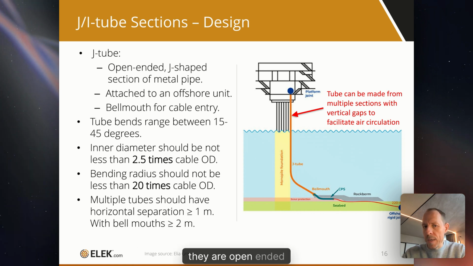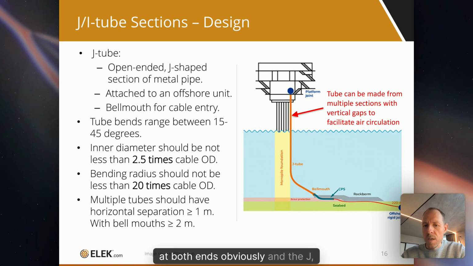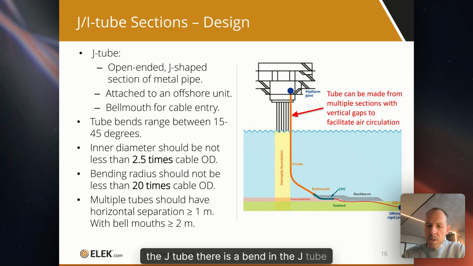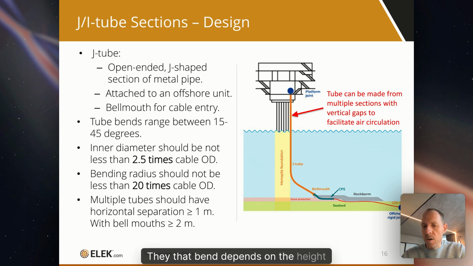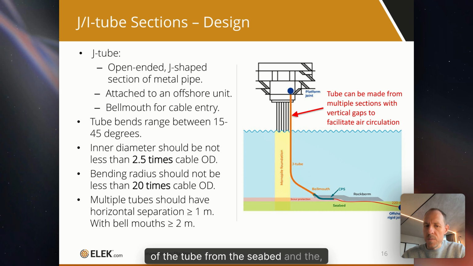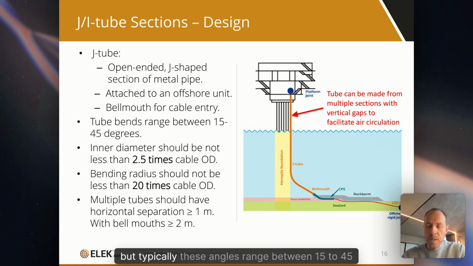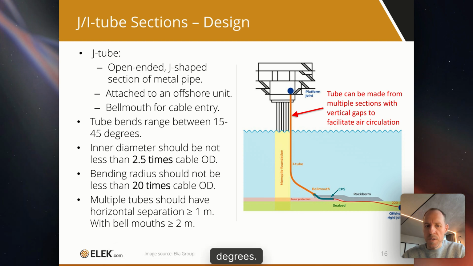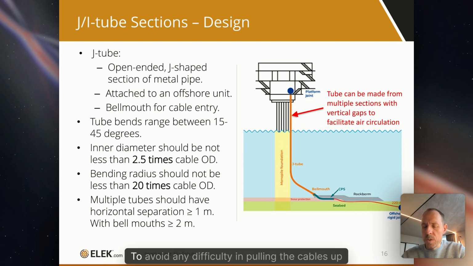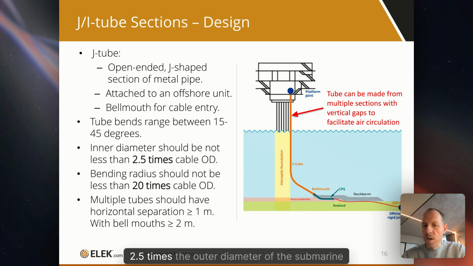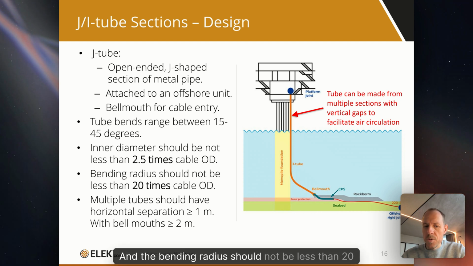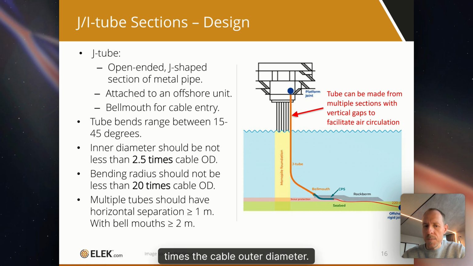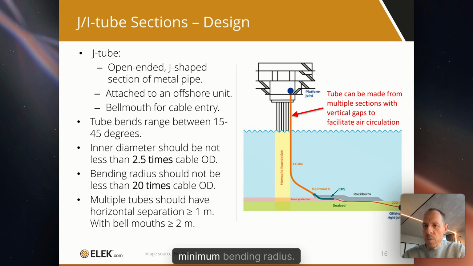They are open-ended at both ends, obviously, and in the J-tube, there is a bend towards the seabed. That bend depends on the height of the tube from the seabed and the desired angle. But typically, these angles range between 15 to 45 degrees. The inner diameter of the J-tube, to avoid any difficulty in pulling the cables up through the J-tube, should be at least 2.5 times the outer diameter of the cable that you're pulling in. And the bending radius should not be less than 20 times the cable outer diameter, but you should consult the manufacturer for the minimum bending radius.